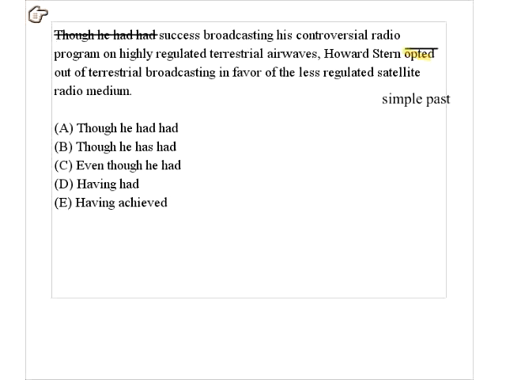We do. And the reason I want to make sure this is clear, because it can be complicated, is that it's odd that he opted out even though he had success. It's very important that we know that this success came first and that this opting out came later. It's very important to the whole point of this, because they say it's interesting that he chose to go satellite. And for those of you that follow the Howard Stern saga, it is interesting that he chose to go satellite.